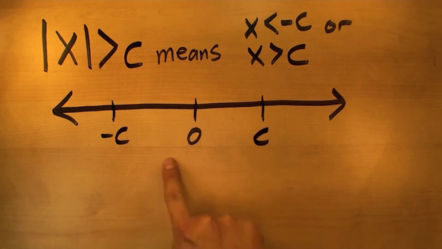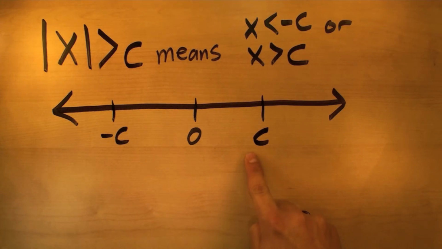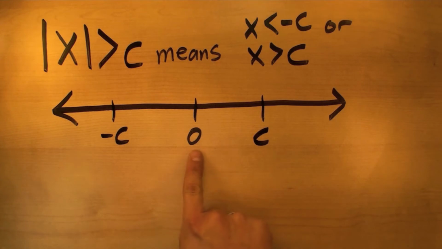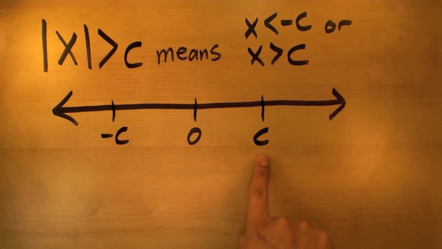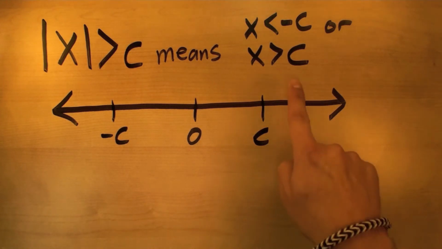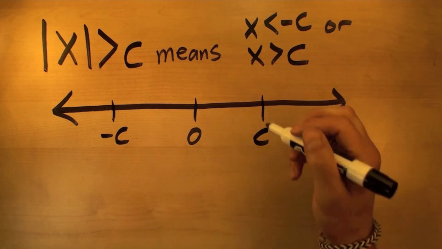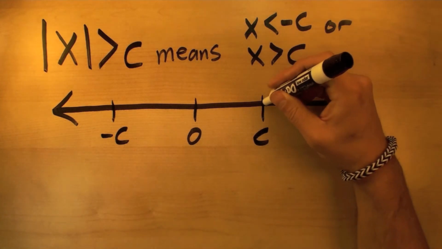Well, all these numbers in between negative c and c have an absolute value that is less than c because their distance from 0 is less than c. So once we go down the number line in the positive direction, once we pass c, all of a sudden, now once we're on this side, these numbers have a distance from 0 that is greater than c because they're further down the number line. So that's where the x greater than c part comes from. So it would include these values right here.